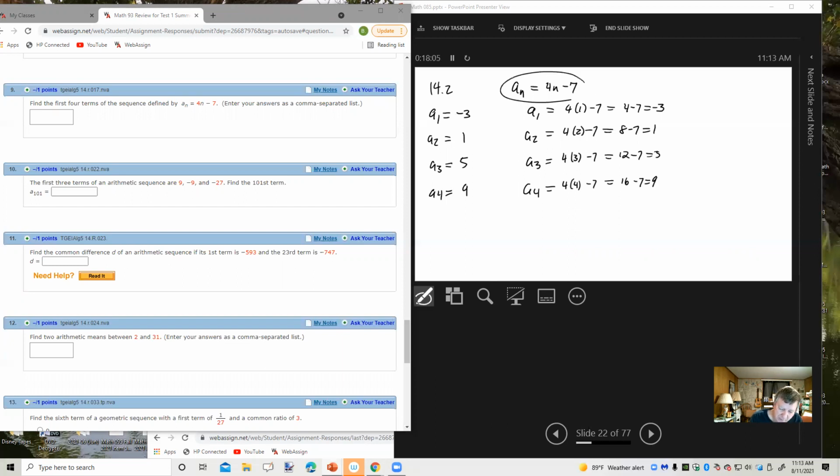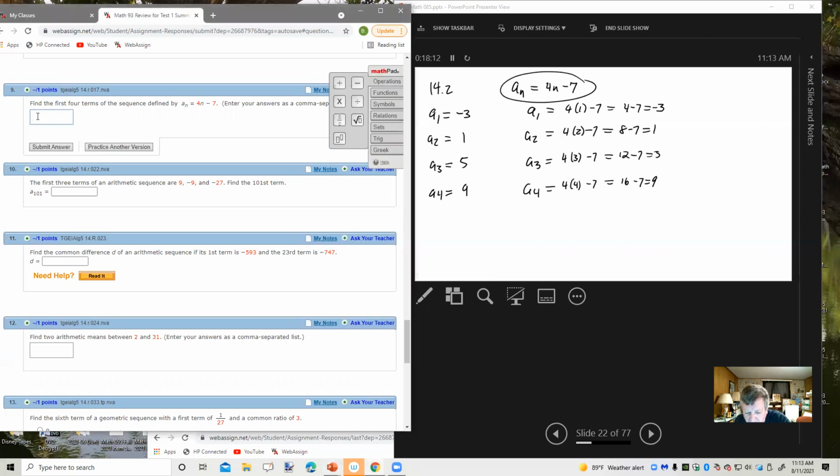Again, in each case, I'm following this sequence. So let's see here. Our answers would be -3, comma, space 1, comma, space 5, comma, space, and 9. And let's see if that is correct.